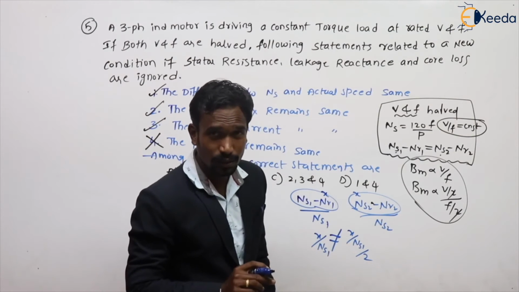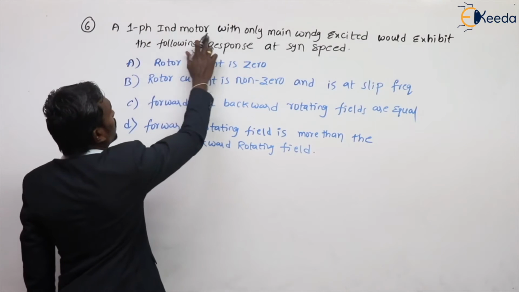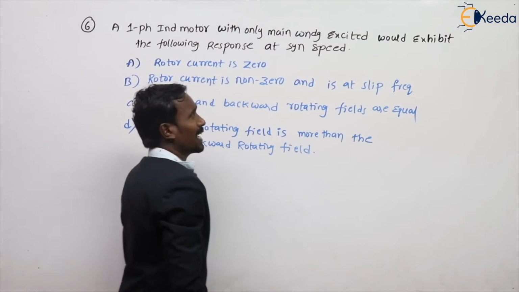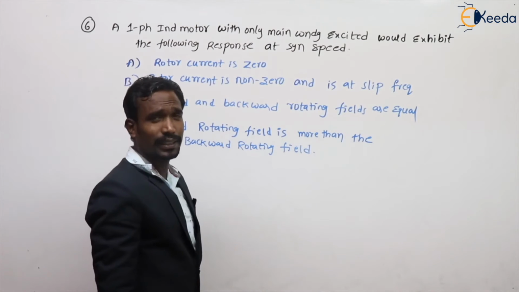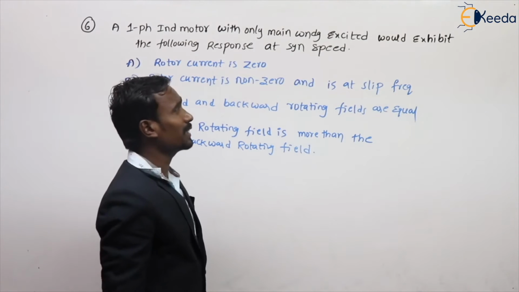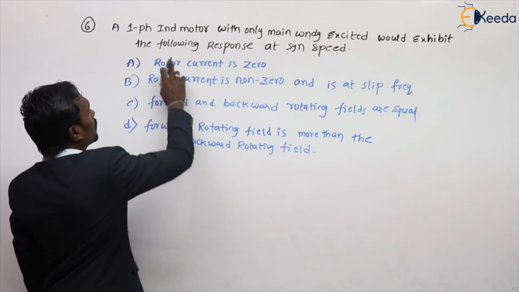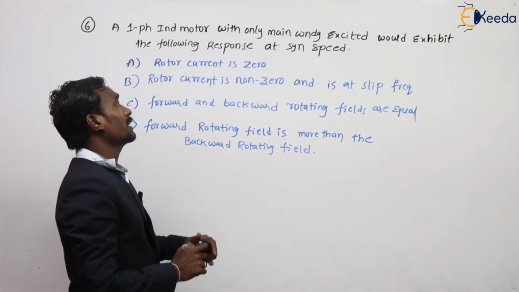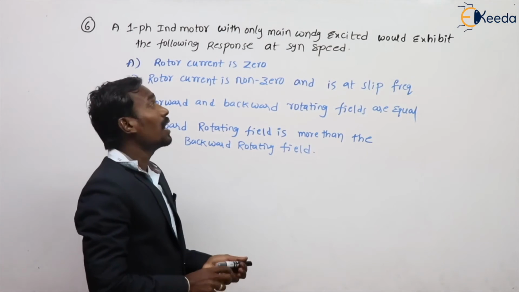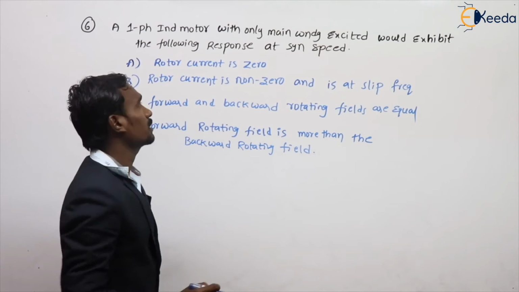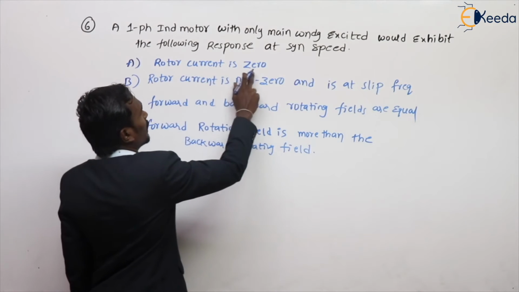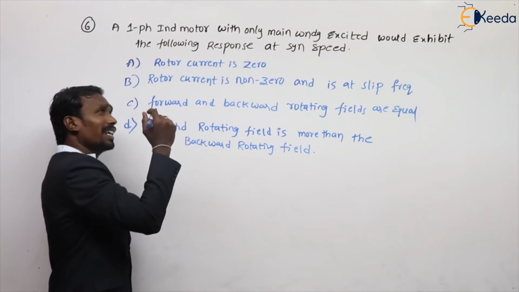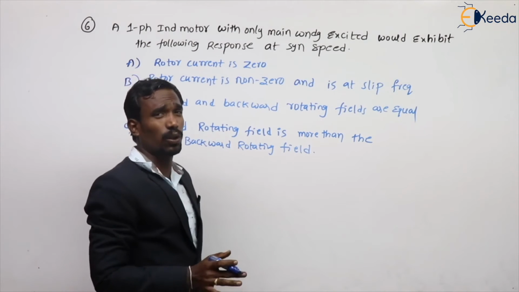Right? Understood? A single phase induction motor with only main winding excited, auxiliary winding not connected to excitation, would exhibit the following response at synchronous speed. They gave that at synchronous speed. And see here, rotor current is 0. No, this is the wrong answer. Rotor current is there. This is not 0.